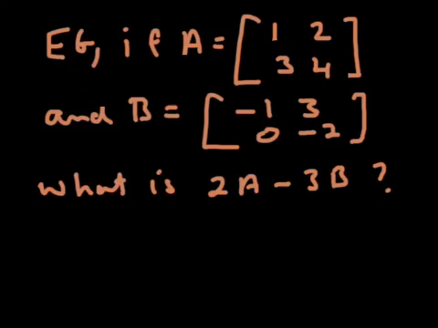Okay, here's another question. If A equals that and B equals that, what is 2A minus 3B? First thing we're going to do is find out what the value of 2A is. Then we're going to find the value of 3B. And then we're just going to subtract our answer to that from the answer to that.